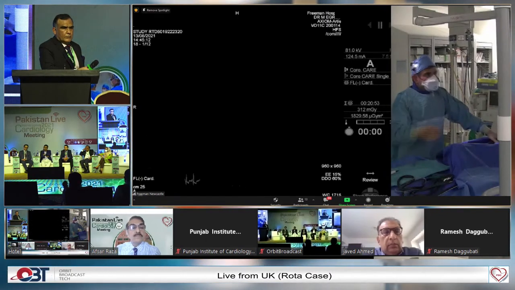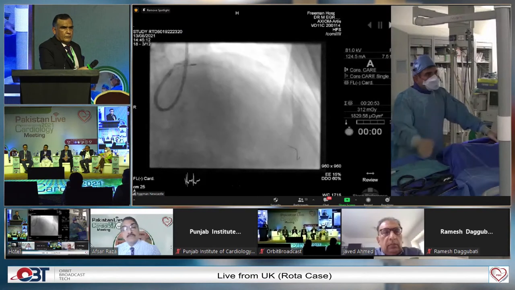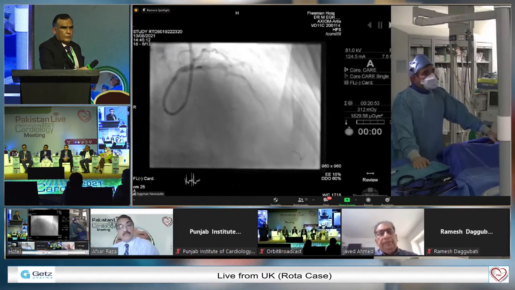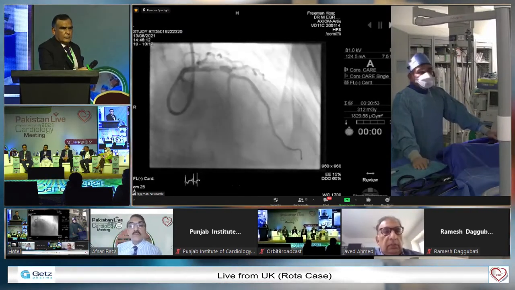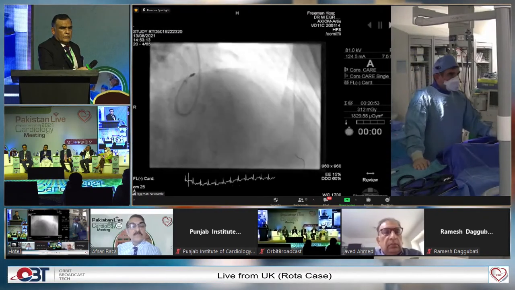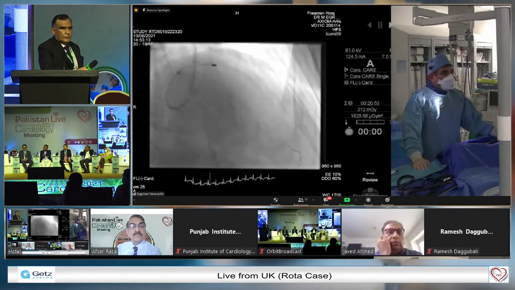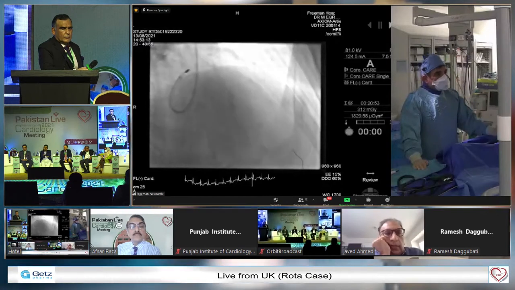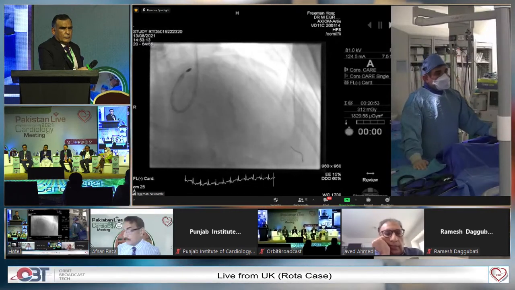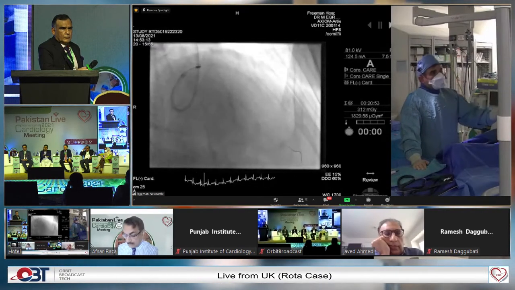Again, just a stepwise approach here, and we rotablated with 1.25. Next. This is the result after the 1.25. Next. Then we took a 1.75 here. I was going to take a 2.0 because the left main is quite huge. But again, we rotablated gently. We took our time. This is the polishing round of the left main.